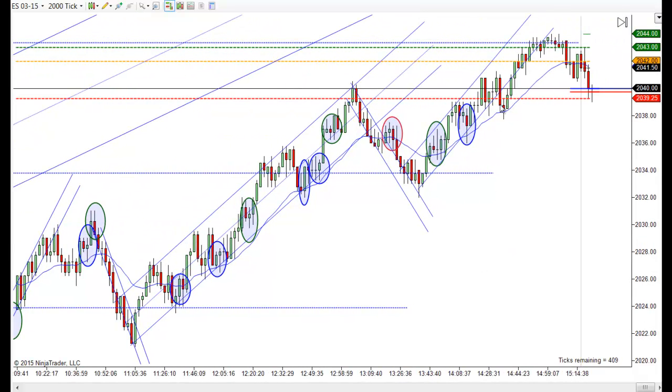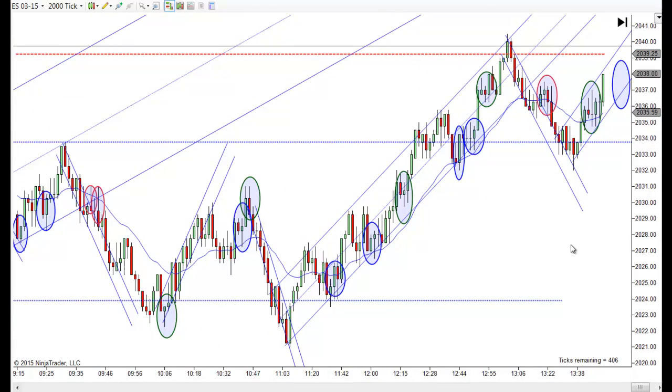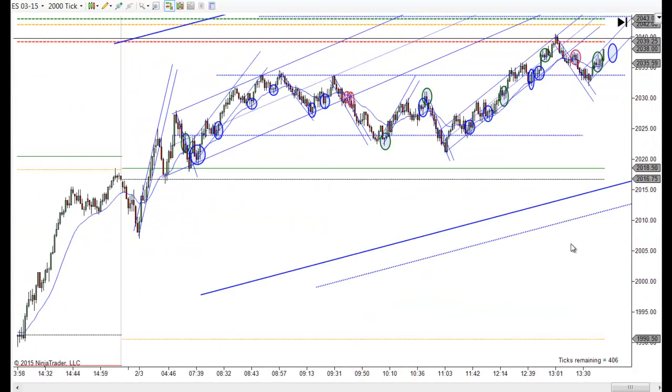And you got another second entry. Notice the little two-legged pullback. Even though that went a tick or so higher, that's still a two-legged pullback. So another second entry or a failed second entry short there. But it's too late then. And so that's really what I saw today.